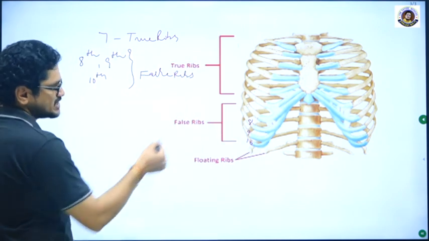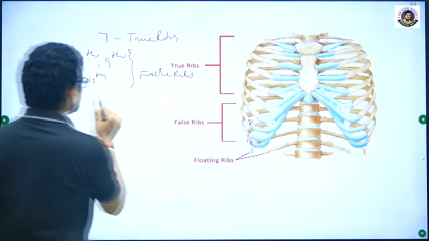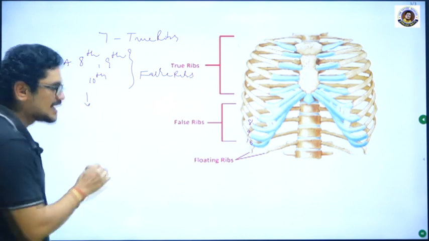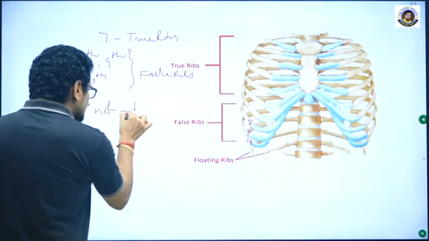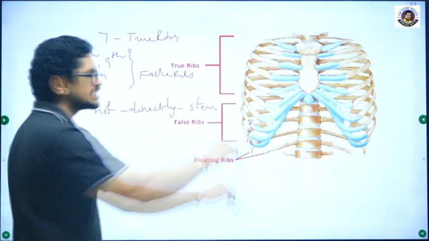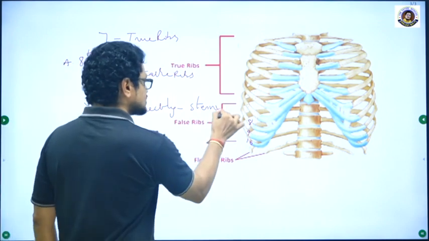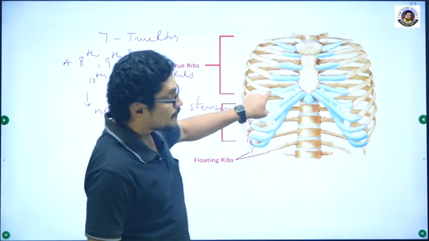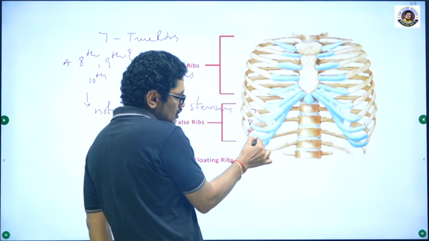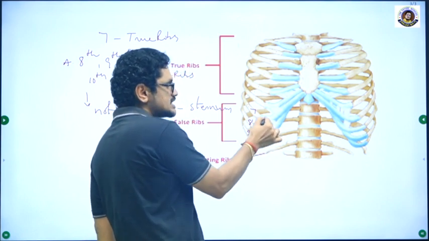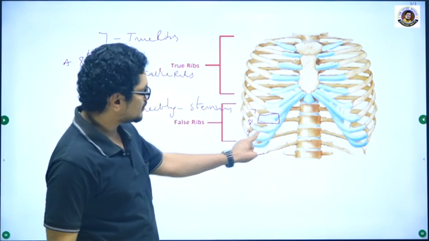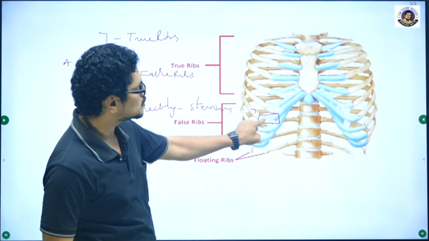Why are they called false ribs? You can see the diagram. They are not going to attach directly to the sternum. The 8th, 9th, 10th pairs of ribs are not attaching directly to the sternum. Instead, they are attached to the cartilage of the 7th rib. You see this one, 8, 9, 10. These are hyaline cartilages. With the help of hyaline cartilage, see, this is attaching to the 7th rib cartilage.